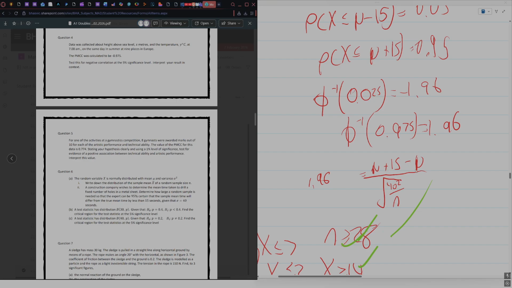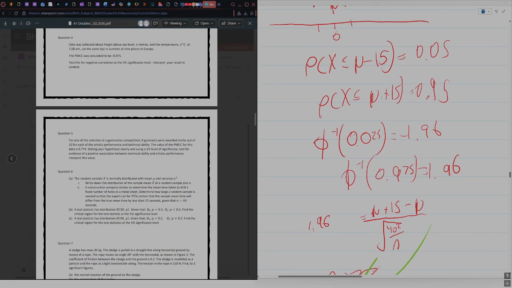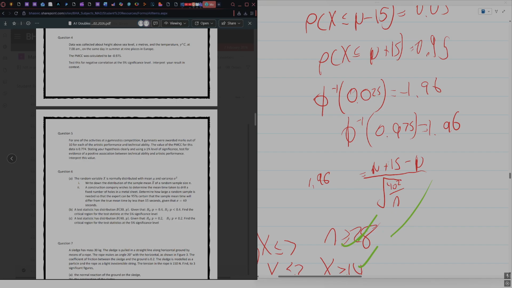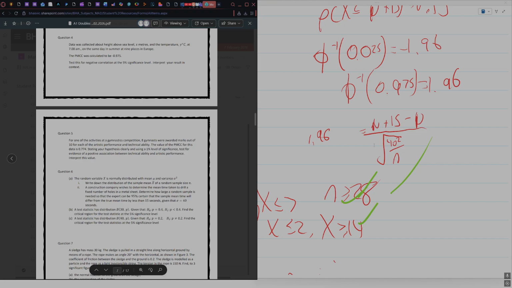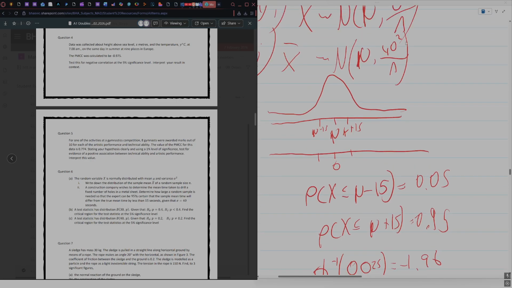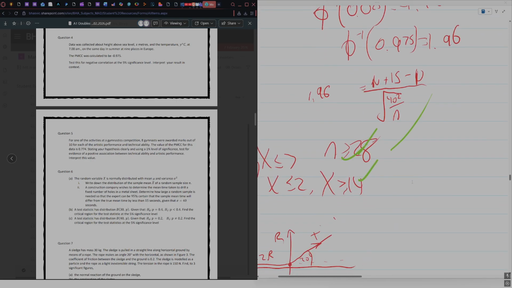The mu and the minus mu will cancel because x is mu plus 15. So if it's going to be mu plus 15 minus mu, that's going to cancel, and then you're going to get this here. So this is z equals x minus mu over the standard deviation, because our standard deviation is just going to be this rooted. And then you can solve that for n, because your mu's are going to cancel.